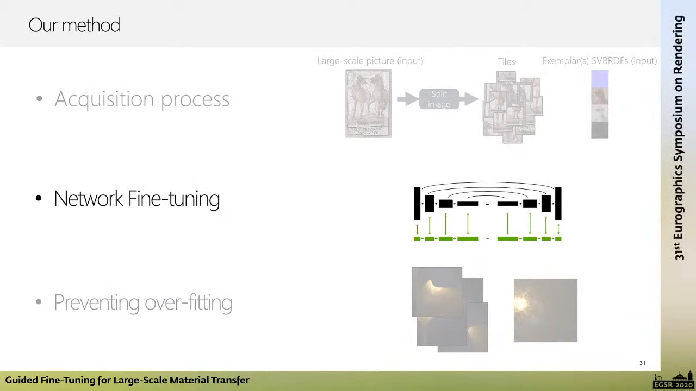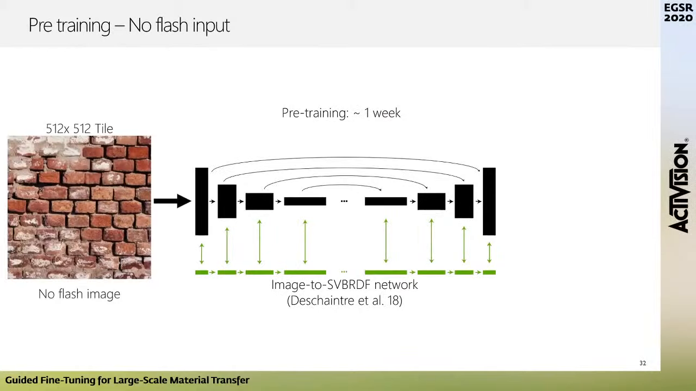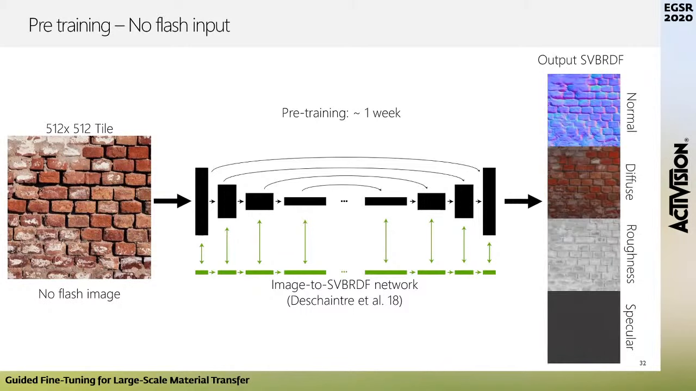So we have each tile now, and we want to process them through the network while still taking the exemplar properties into account. We start by training the network we proposed in 2018, but this time on 512 by 512 no-flash pictures. And we train it to output SVBRDF parameters in the form of normal, diffuse, roughness, and specular maps.